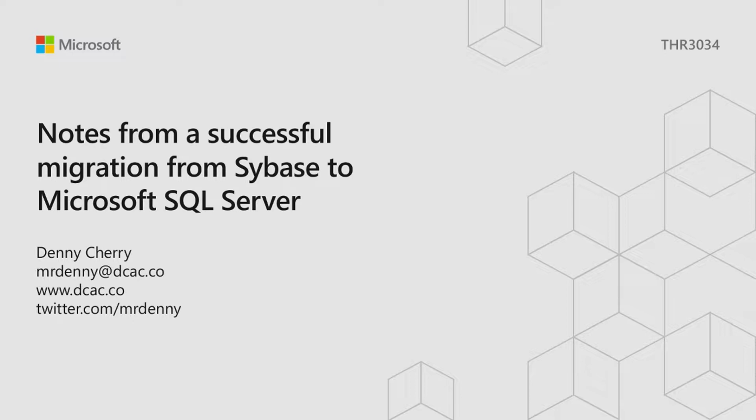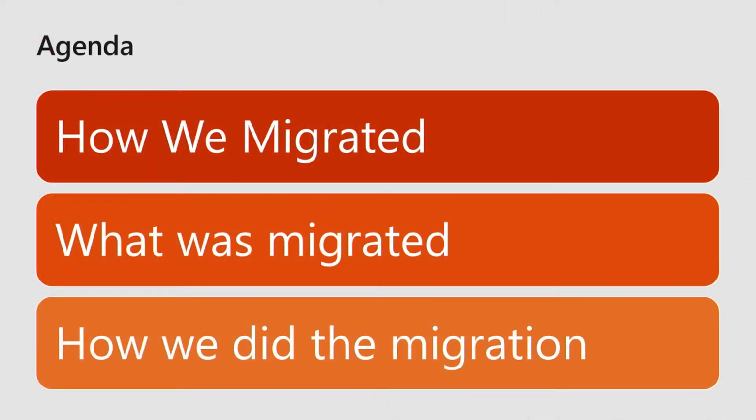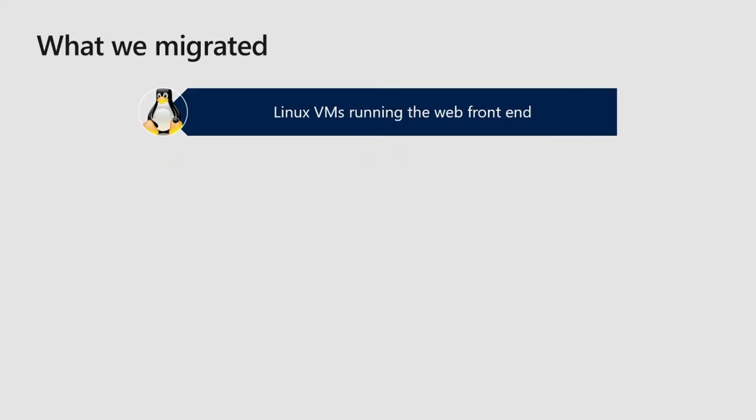So things got a little more complicated than they might have normally gotten because of that, but a lot of these rules would apply even if these servers were in the same data center, just because of the size of the system we were trying to move. So what I'm going to cover today is how we did this migration, what we migrated, and what the process was that we walked through. What we actually migrated was a lot of Linux VMs.